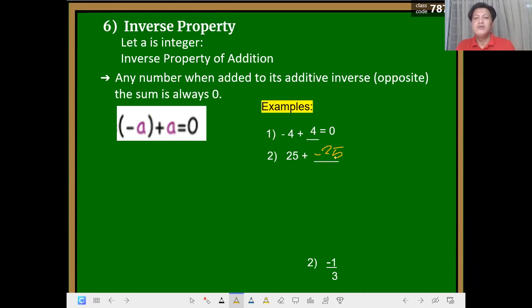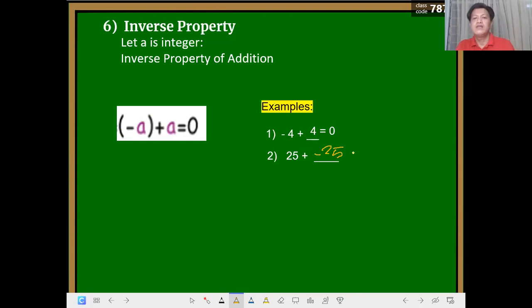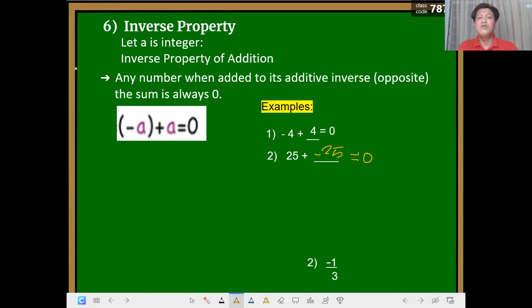Okay, so let's add them. Negative 25 plus 25 is equal to 0. So when we define that, any number when added to its additive inverse, or what we call its opposite, the sum is always 0. Let's remember that.